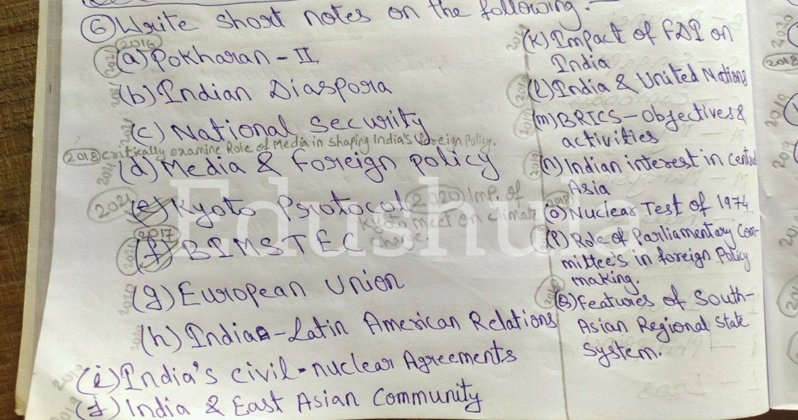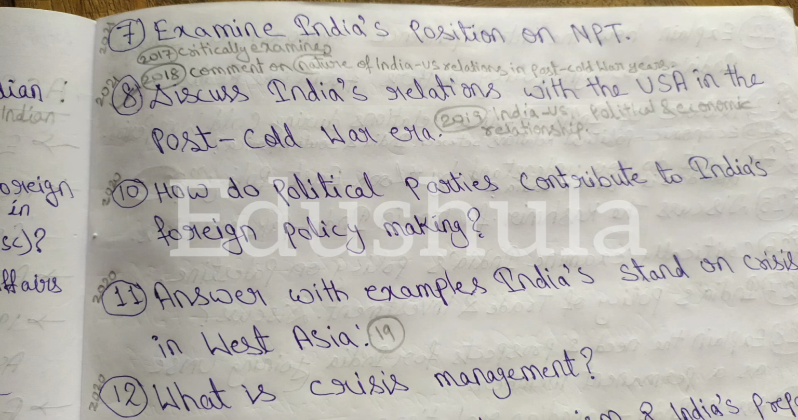Indian interest in Central Asia. Nuclear test of 1974. Role of parliamentary committees in foreign policy making. Features of the South Asian regional state system. Examine India's position on NPT.